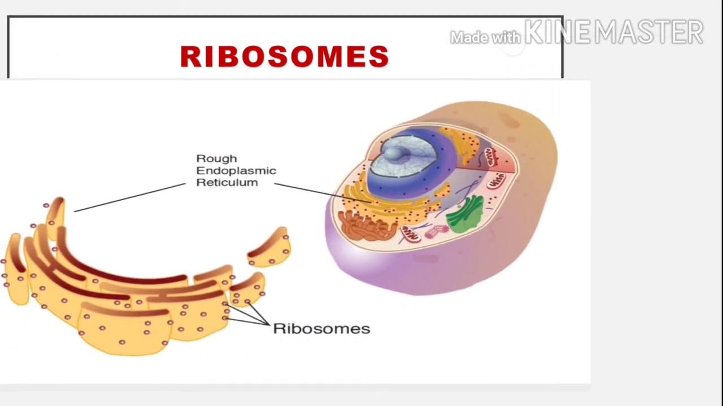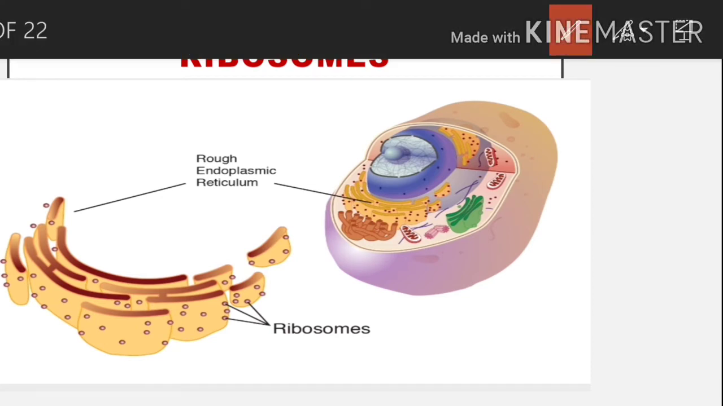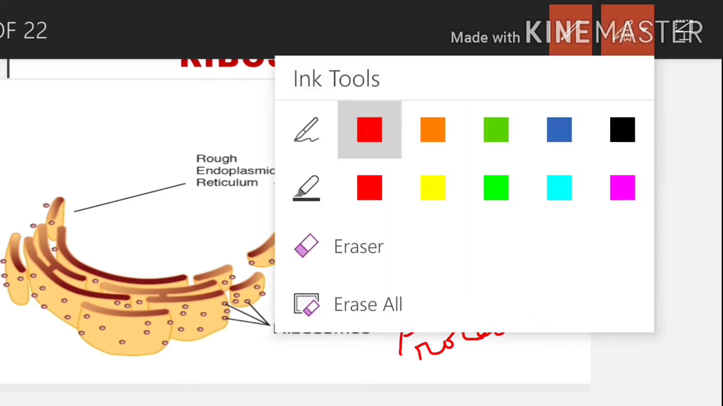These ribosomes are made up of RNA and proteins. The main function of the ribosomes is protein synthesis. That means it is the site for manufacturing of proteins.